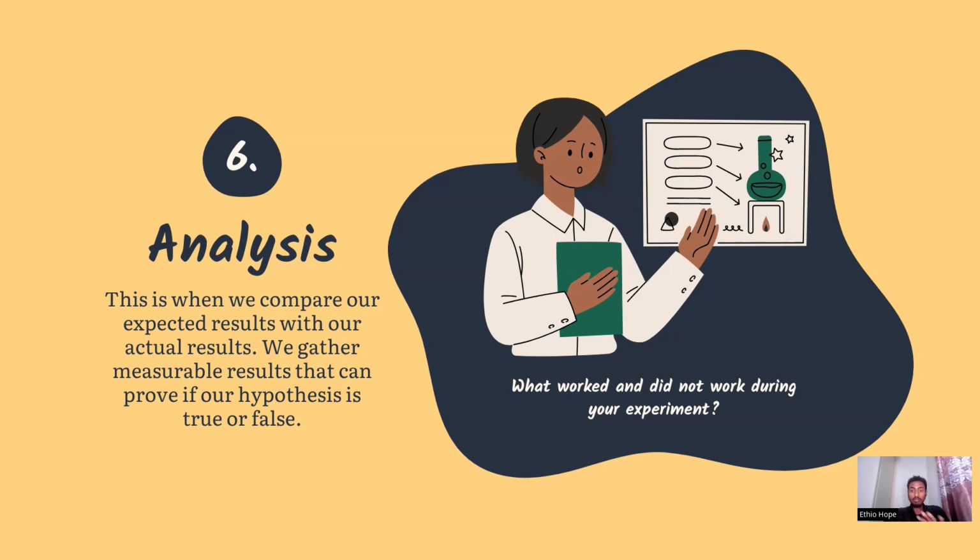Analysis also means checking for errors. Did one plant get more water? Was one colder or hotter than the other? Those details matter, okay? So this is the sixth step: what worked and did not work during the experiment, okay?